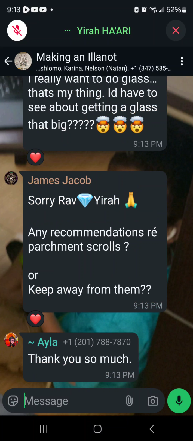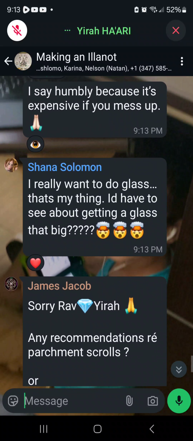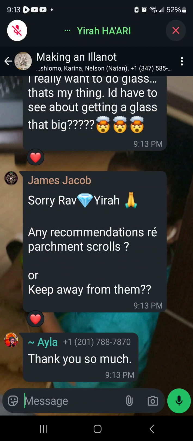You can do parchment scrolls. I see James asking a question. You can do parchment scrolls, but then again, just understand, when you're writing your first Ilan, don't do more than what you're capable of doing.